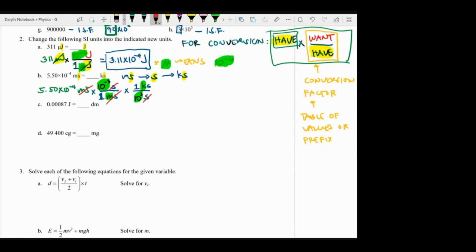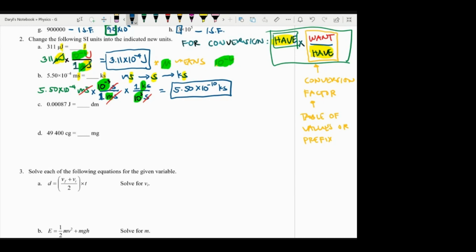And if you can see, this will also check your final answer. Well, the final answer is in kilosecond, which is what you wanted. So you just multiply everything on top and divide it with whatever is in the bottom. So this should give you an answer of 5.50. Now make sure that you use the same number of sig figs. So if you can see, this is now kilosecond.